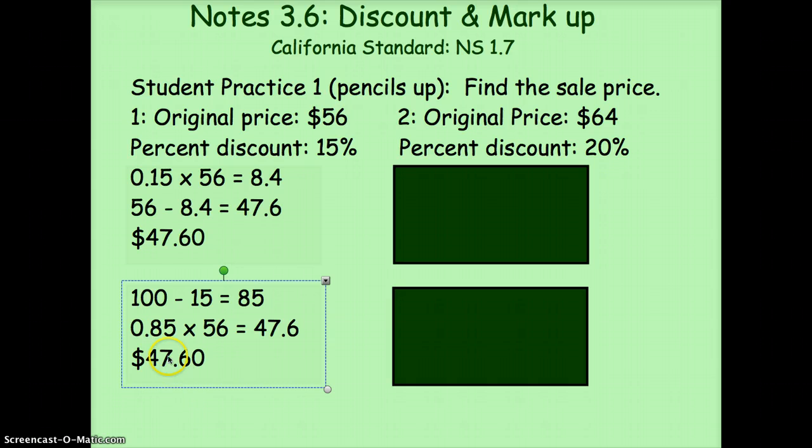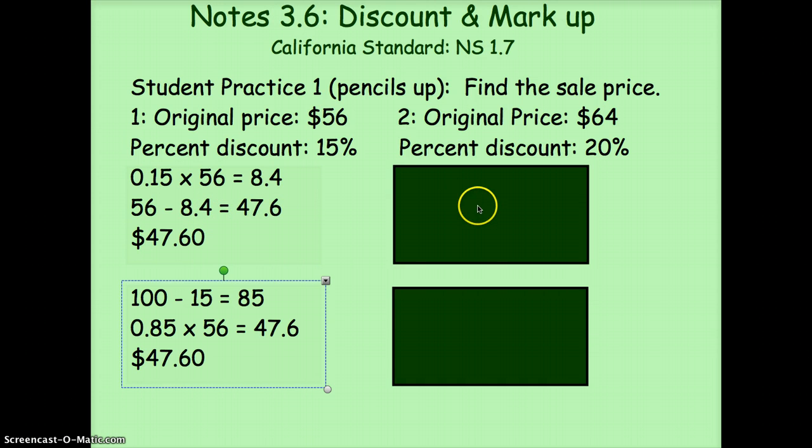Doesn't matter which one you'd rather do. I generally recommend when you're doing discount to use the second method, and the reason is because you're less likely to forget that final step of subtraction. You multiply 85% and you're finished, where here a lot of students end up with an answer of $88.40, and that of course is not correct.